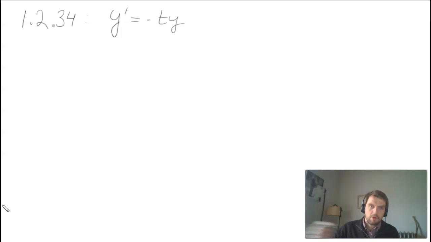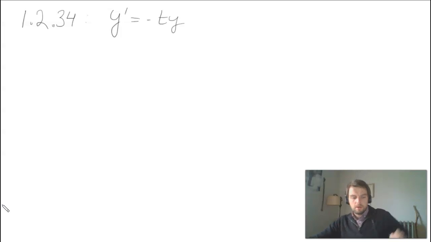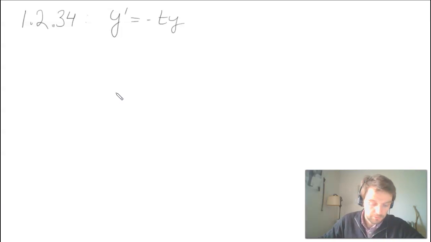So we're going to be looking at problem number 34 from section 1-2 here for an example. Now, what's going to be good to distinguish here is the difference between an isocline and a solution curve, in particular when you're looking at a direction field. So for this problem, we're asked to sketch by hand the direction field for this equation right here, y prime is equal to negative t times y.